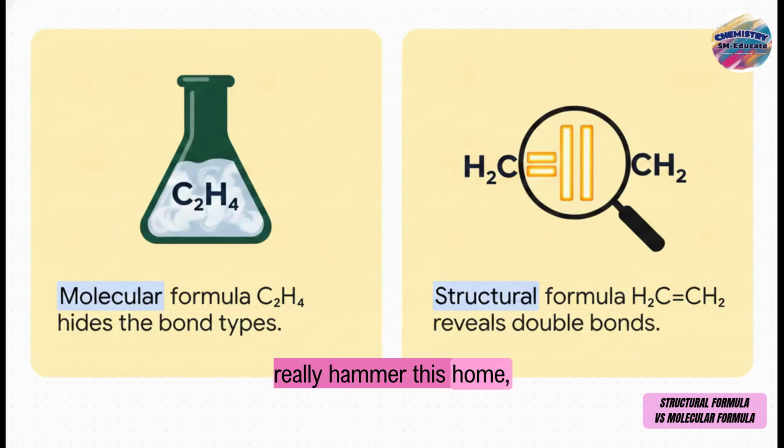To really hammer this home, let's look at ethene. The molecular formula is C2H4. Now, if you just looked at that, you might naturally assume it's just a smaller version of ethane with some single bonds. But boom, the structural formula instantly reveals a massive secret. Those two carbon atoms aren't just holding hands, they are double bonded to each other. That double bond completely changes the chemical properties of ethene, and honestly, you would never even know it existed if you only looked at the molecular formula.